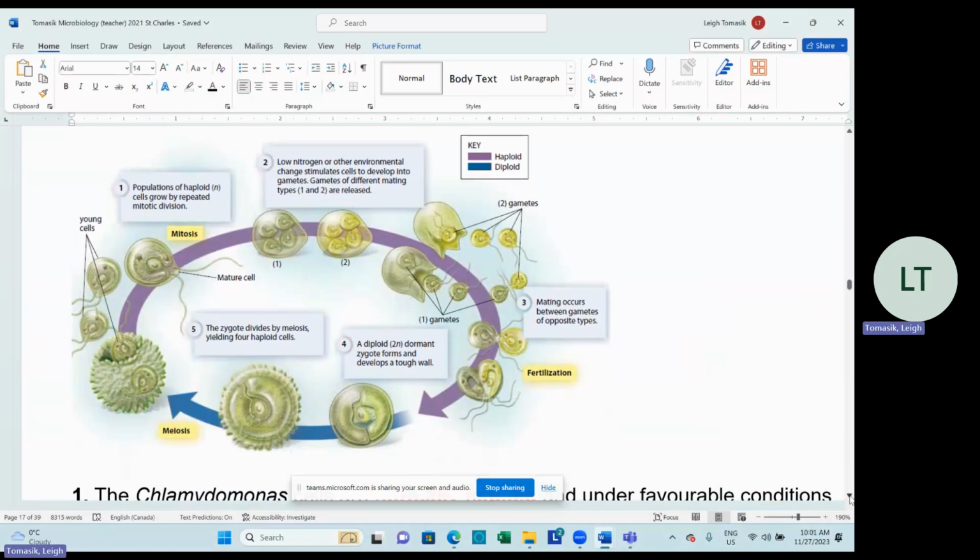So the adult algae actually spends its life in a haploid situation and only goes into a diploid situation if it has to reproduce sexually. Okay, so a little bit complicated, but you don't have to memorize this diagram. You just have to know that algae can reproduce sexually as well as reproducing asexually. That's it.